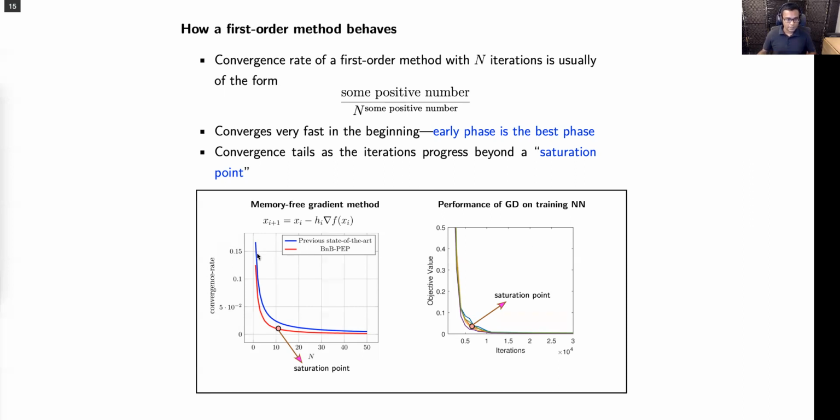We can see that qualitatively, both convergence rate curves behave similarly. They converge very fast in the beginning. There comes a saturation point, and even beyond that point it is still getting better, but the rate of improvement is not as good as in the beginning. The same goes for the neural network. There is a saturation phase, beyond which it slows down.